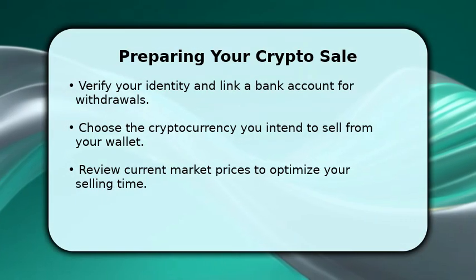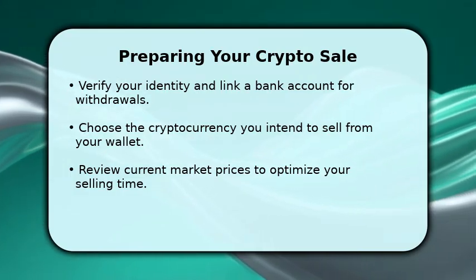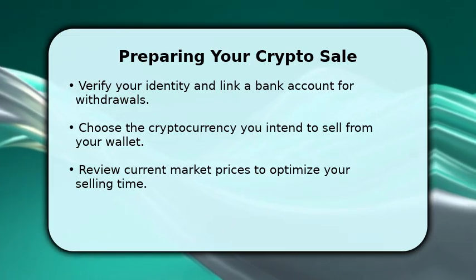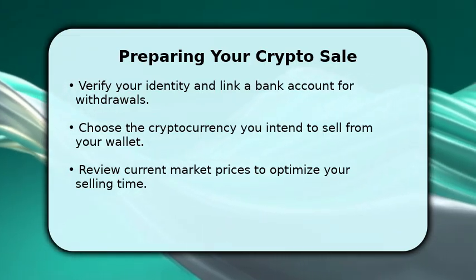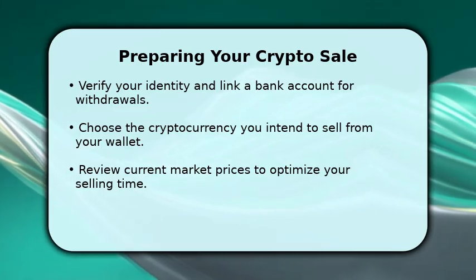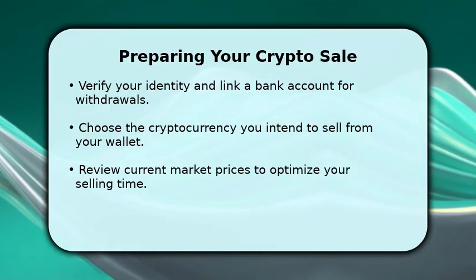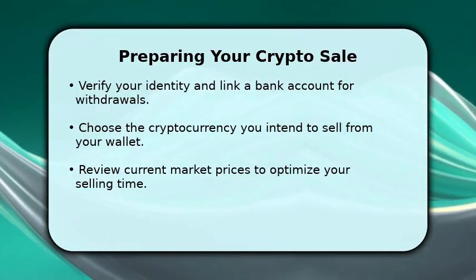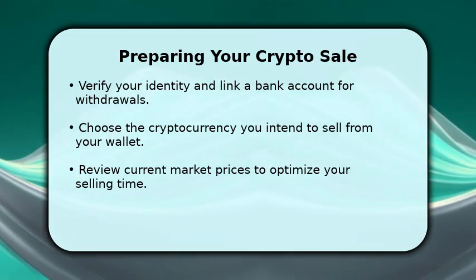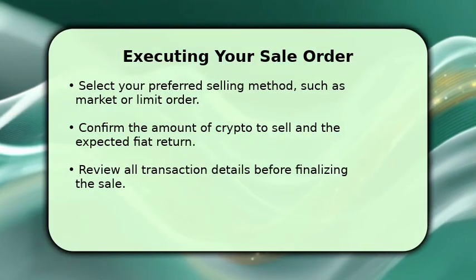Before you sell, ensure your Binance US account is fully verified, including identity checks and linking a bank account. This is essential for smooth withdrawals. Next, select the specific cryptocurrency you want to sell from your wallet. You'll then input the amount you wish to sell. Always take a moment to check the current market price to help you decide the best time to execute your sale for optimal returns. Once prepared, you'll choose your selling method.